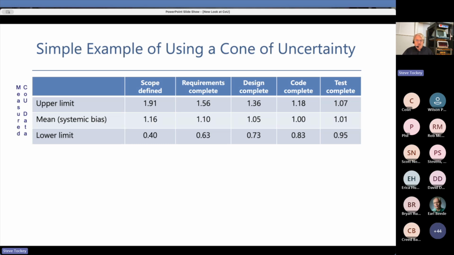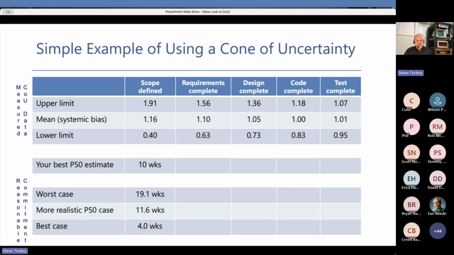Okay. And so what this is telling us is that, at the point of scope defined, they tend to underestimate projects on average by 16%. So if I think my project is 10 weeks, it's actually likely to be more than or less than 11.6 weeks. Okay, it could take as much as 19 weeks. It could take as little as 4 weeks, based on what we've seen in our organization in the past. And so that's the whole idea here.